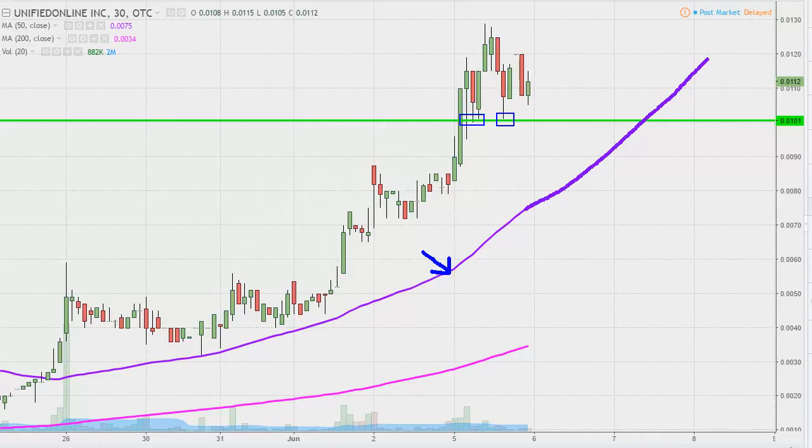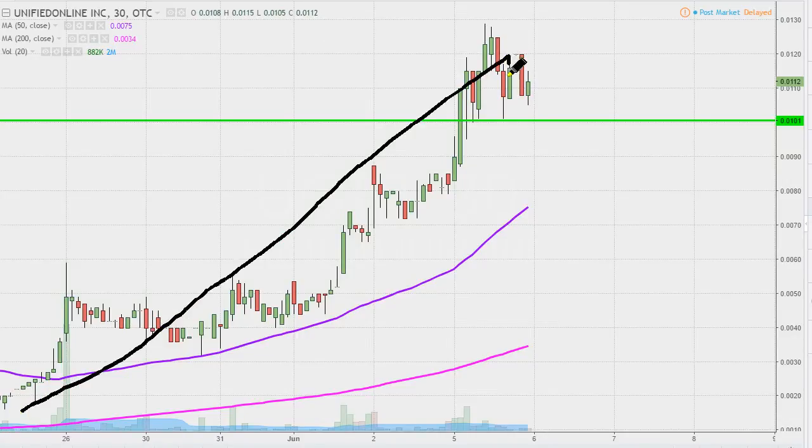So case in point, very, very simplistic way to measure the health of the current move, this right here being defined as the move. As long as the price is above that purple line going forward, the bulls are in full health, no questions asked.